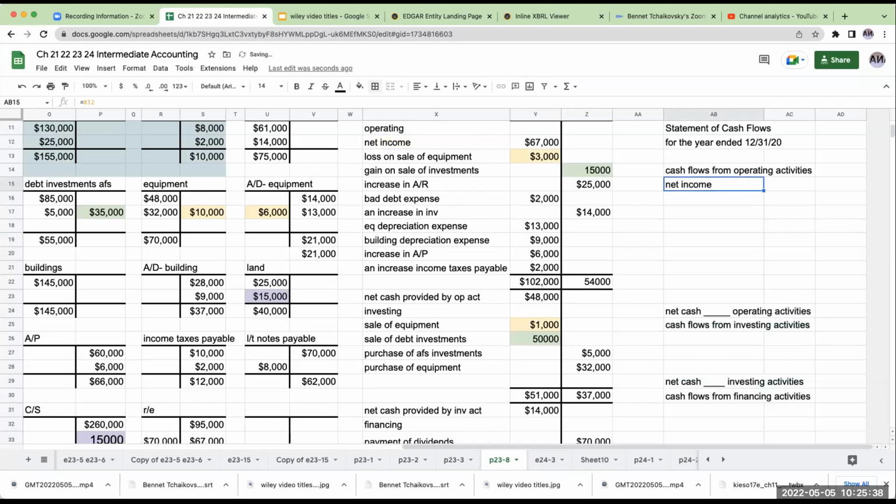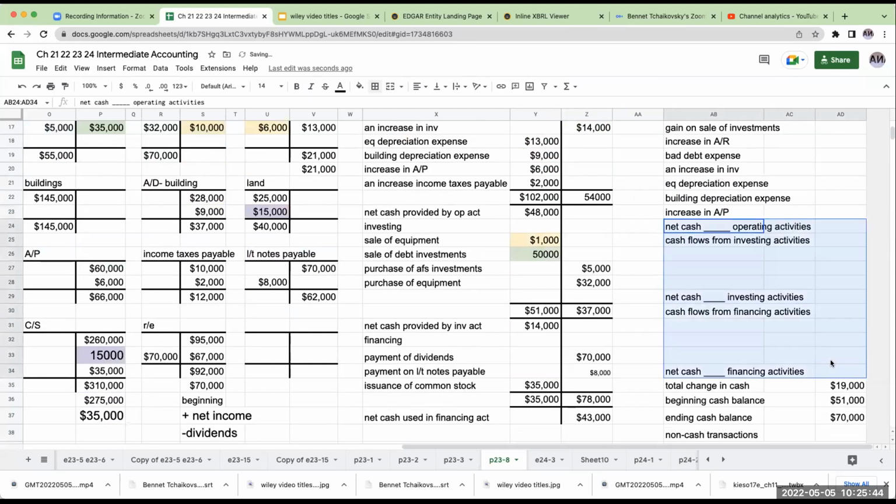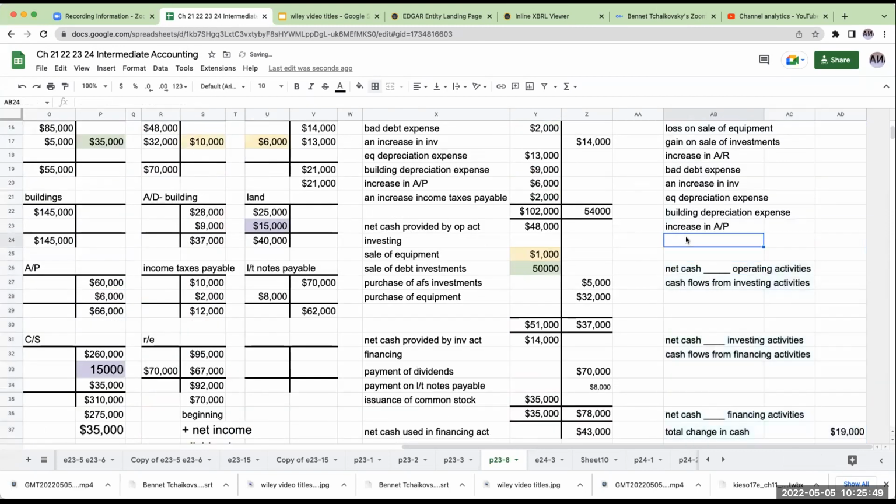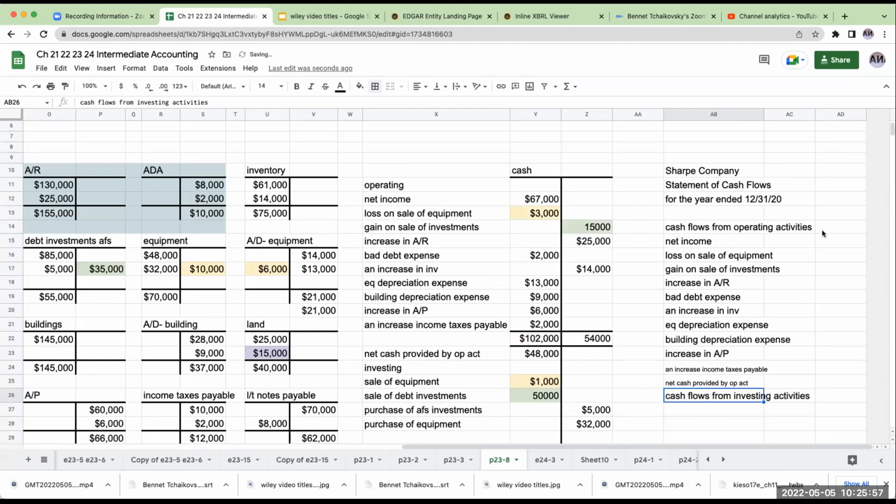Okay, so right over here, we've got net income. I'm just bringing all of this down over here. And let's bring this down a little bit further. Okay. So increase in income tax payable provided by operating activities. Okay. So right over here, we've got net income of 67, 3, 2.